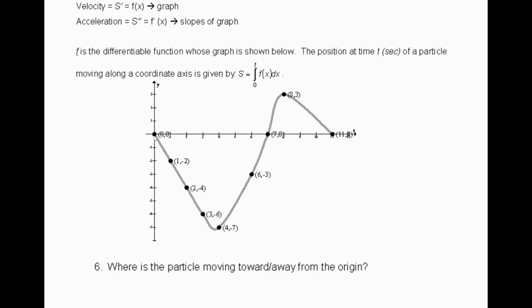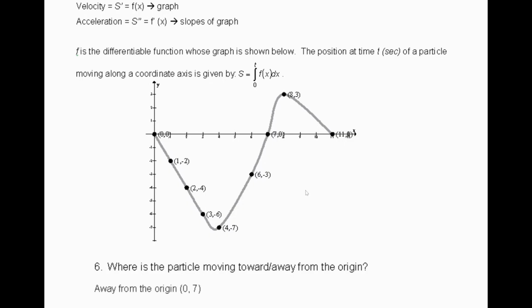So I start right away and I'm moving away from the origin because I'm moving into the negative area. My position is negative, and it keeps staying negative. So I keep moving away from the origin until I get to 7. At 7, I change my direction because now I'm adding area, so I'm going to be moving towards the origin at that point.